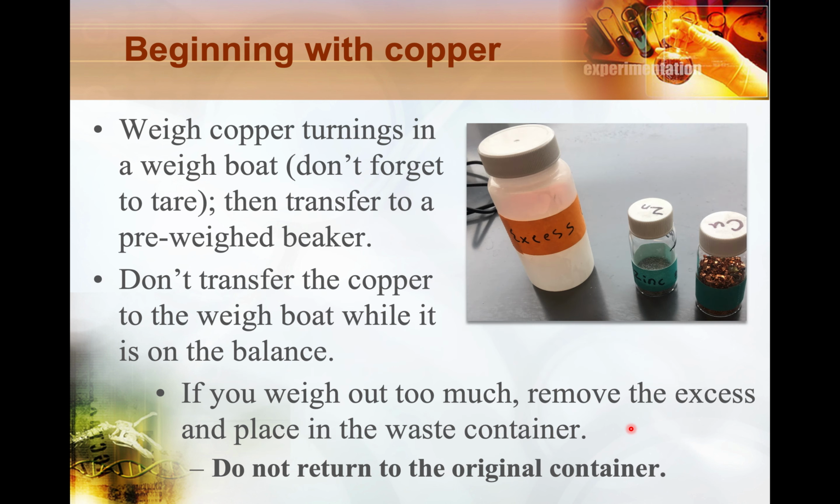So to walk through the general procedure of this experiment, you'll start off getting copper turnings and put them into a weigh boat, and then put them into a pre-weighed beaker. Again, you want to make sure that you get the mass of the copper that makes it into the reaction, not the copper that's in the weigh boat. So you have a pre-weighed beaker. Off of the balance, you transfer the copper, and then afterwards get the mass of that beaker with the copper filings. Then at that point, you can make sure that you don't have too much. And if you do have too much, remember, you're not going to put it back in the original container. You'll put it in a separate waste container.